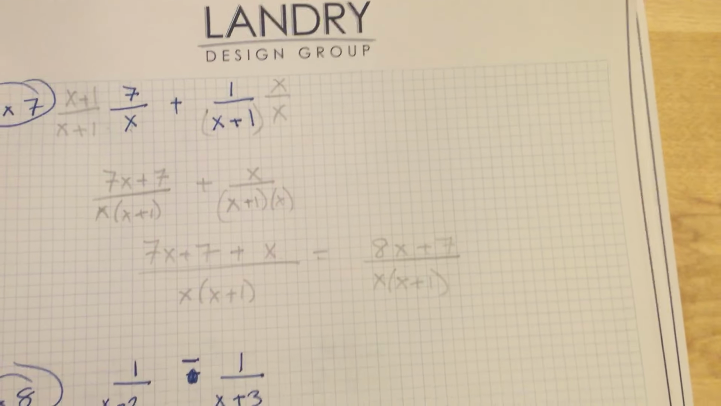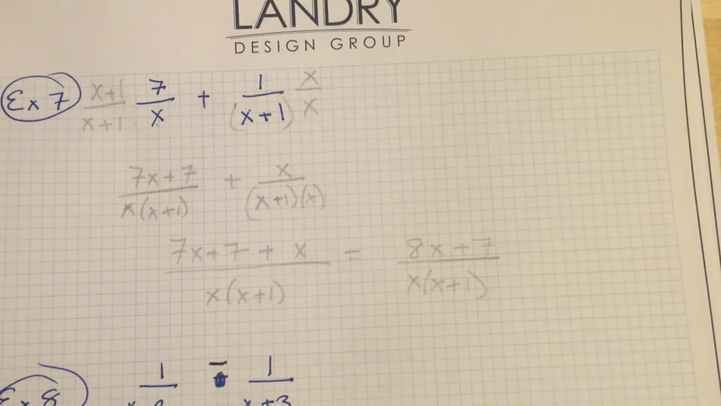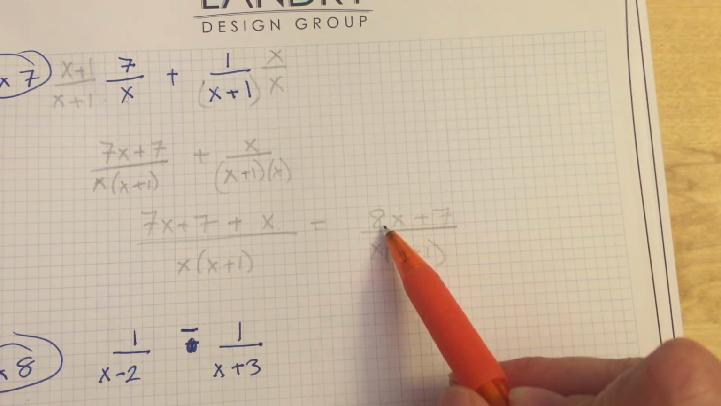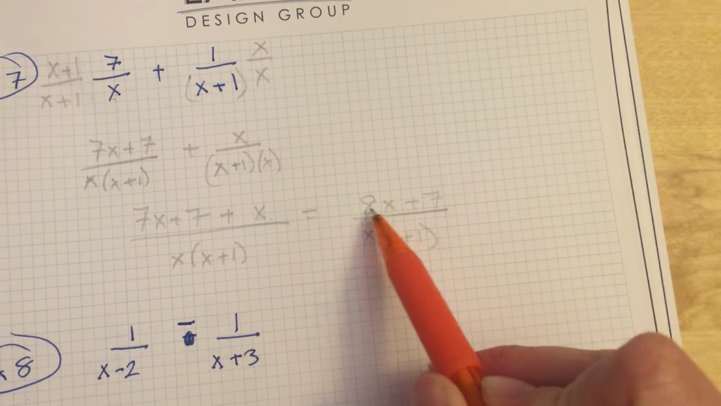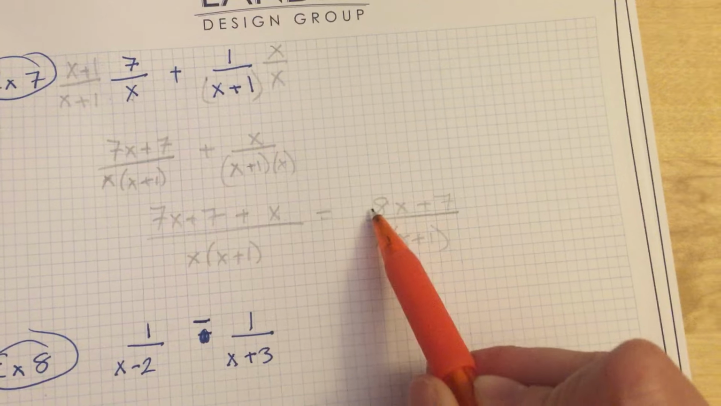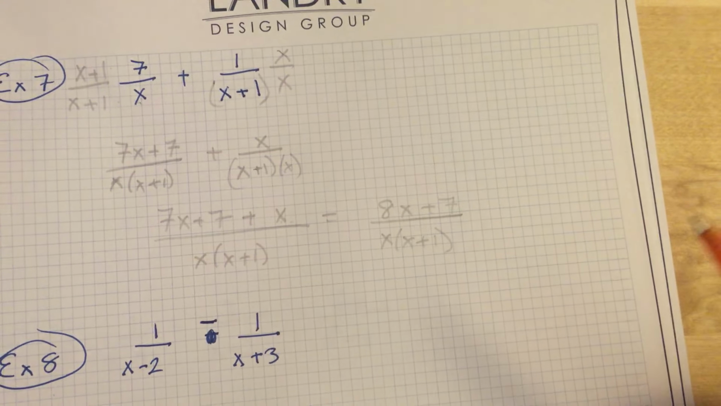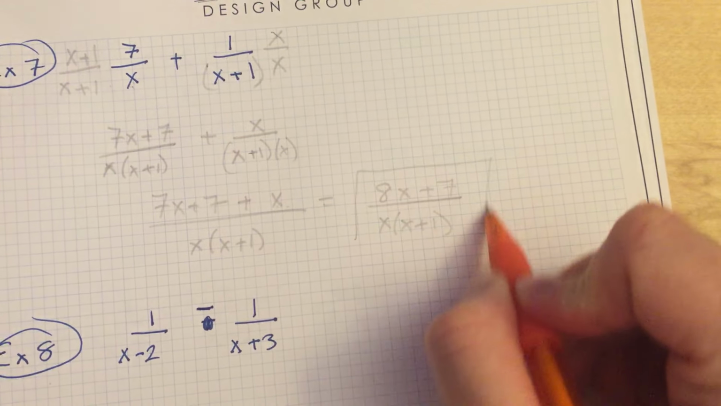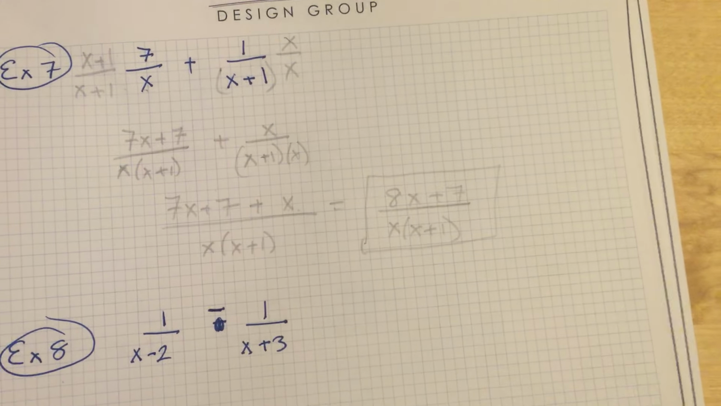Again, we want to see if we can simplify our fraction. In the numerator, there's no number I can pull out that they have in common, and there's no variable I can pull out, so this is our answer.